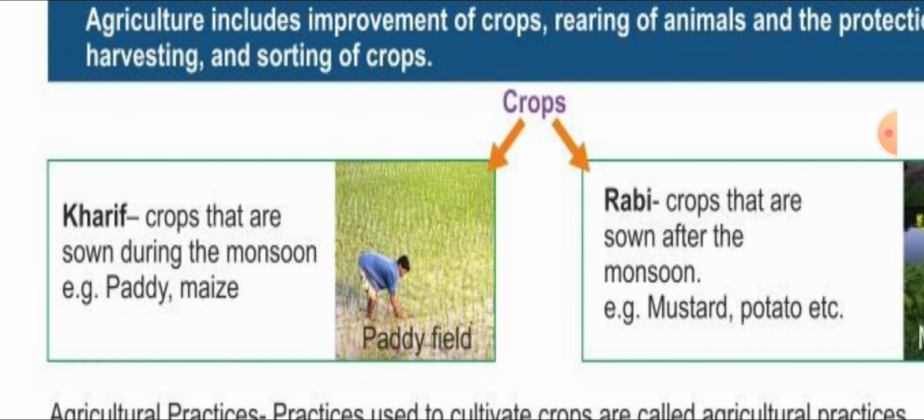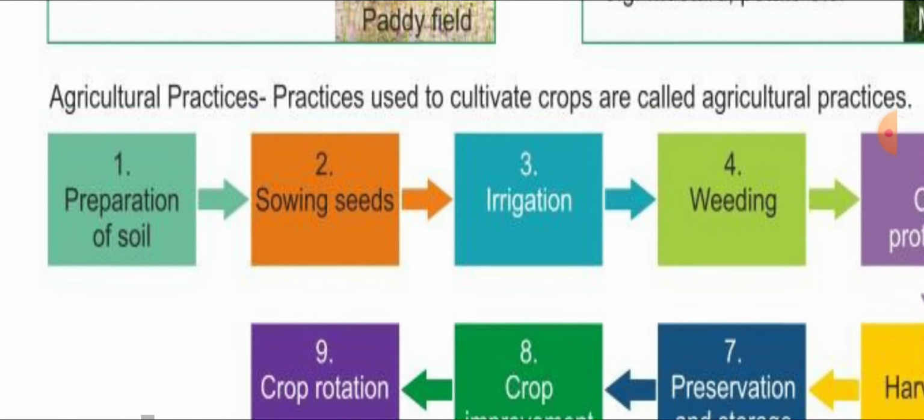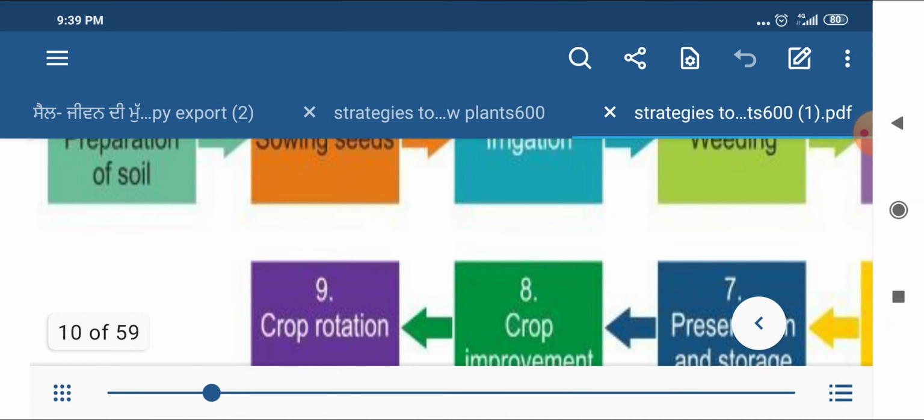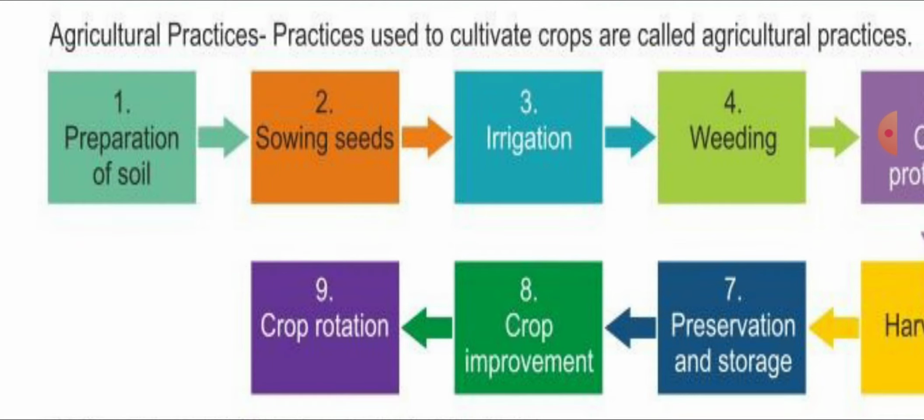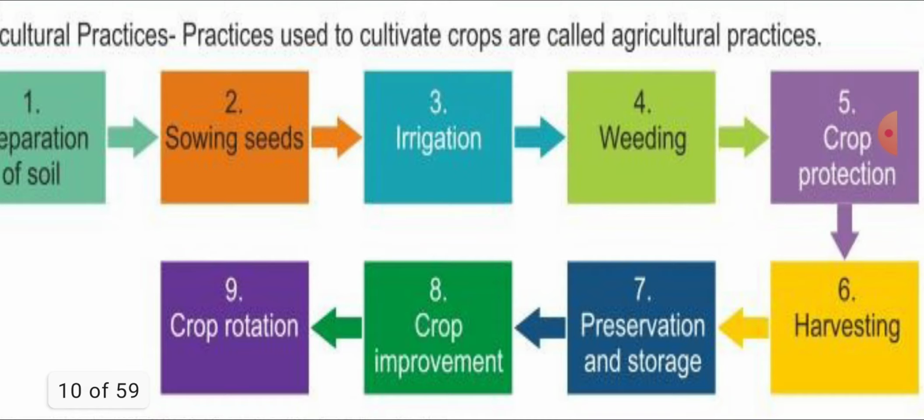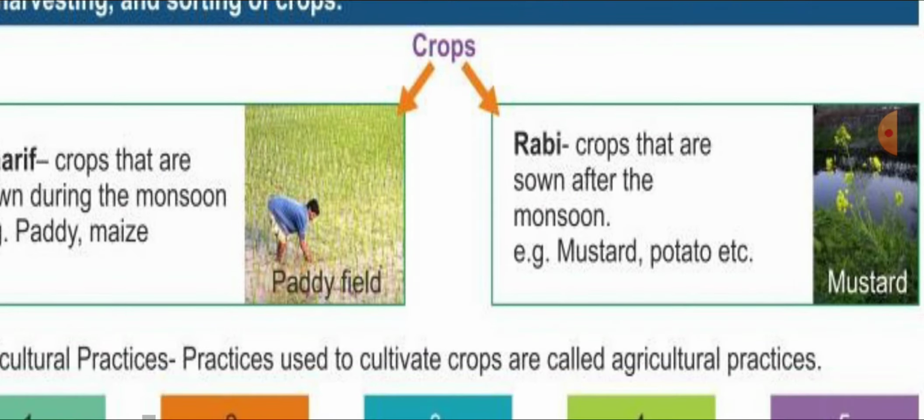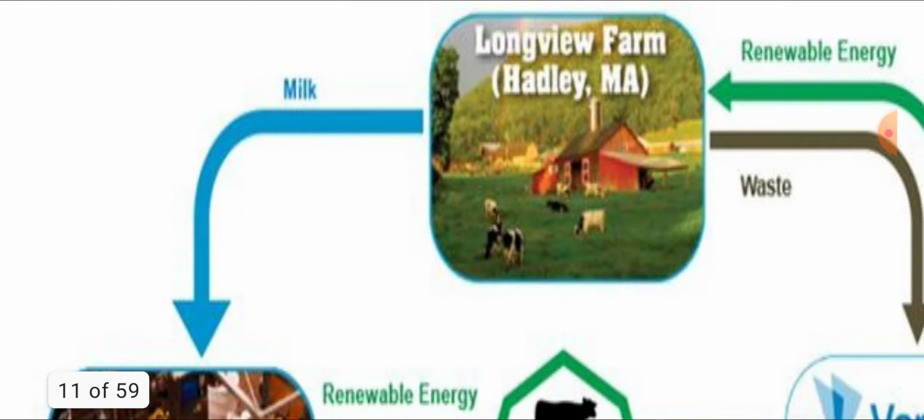We can improve agriculture by variety improvement and protection management. The agriculture practices are: first we prepare the soil, sowing seed, irrigation, weeding, crop protection, harvesting, preservation, crop improvement, and rotation. These are all help in management of the agriculture.